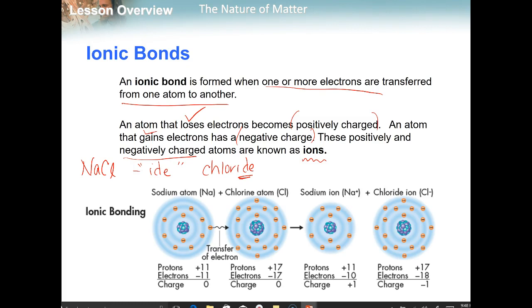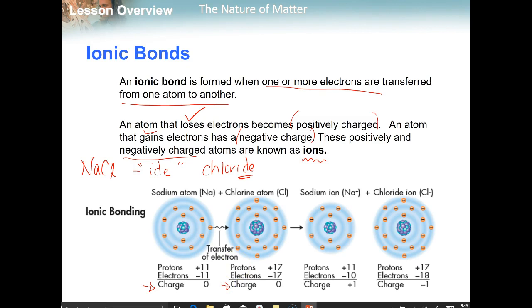So let's take a look at sodium. Sodium here has 11 protons, so that's its atomic number. It has 11 neutrons to give it its atomic mass. And then it has 11 electrons to make it a neutrally charged atom. Chlorine has 17 protons in its nucleus, 17 neutrons in its nucleus, and it has 17 electrons in order to make it an electrically neutral atom.